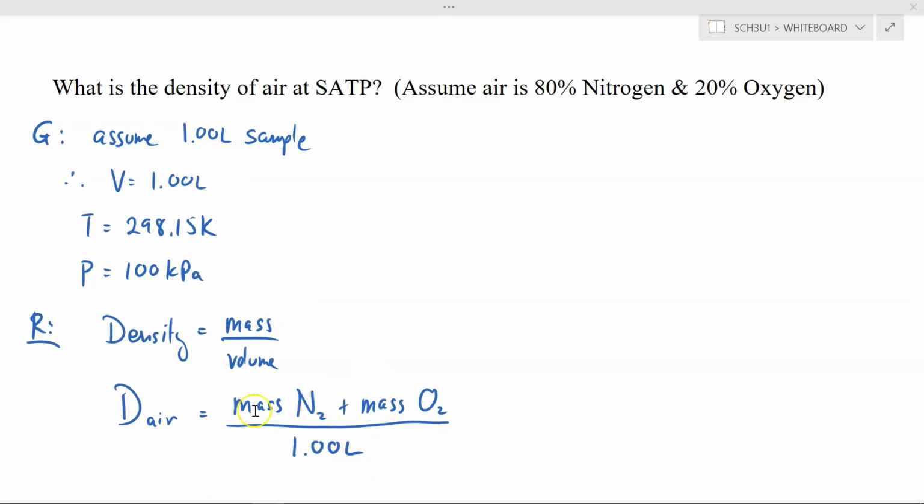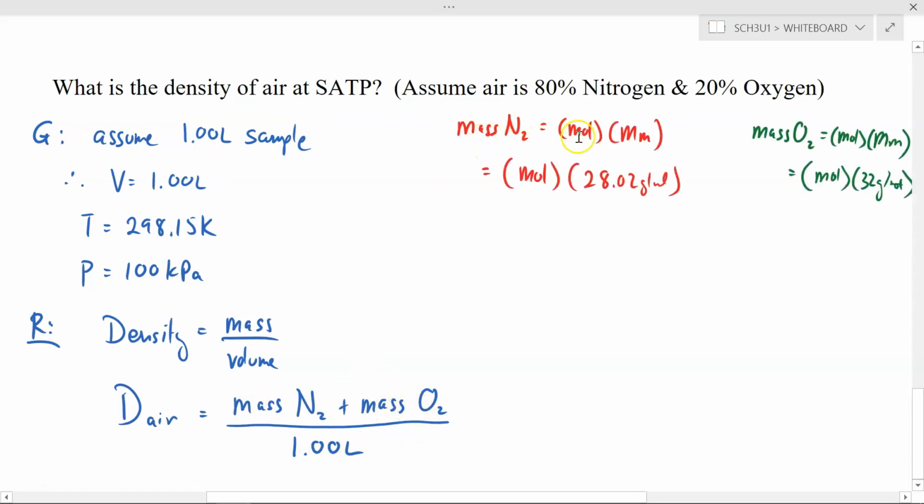So what should I look for next? Well, I've got to find the mass of nitrogen and the mass of oxygen. The equation for mass is mole times molar mass. I know the molar mass of nitrogen. Don't forget it's diatomic, so it's 2 times 14.01, which gives me 28.02. Same with oxygen. I know the molar mass of oxygen, 32 grams per mole, because it's diatomic again. So what am I missing? I'm missing the mole values.